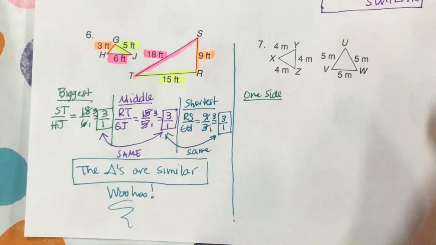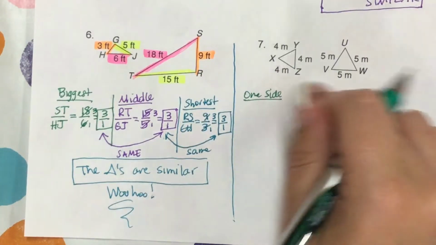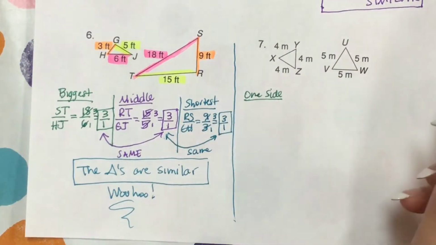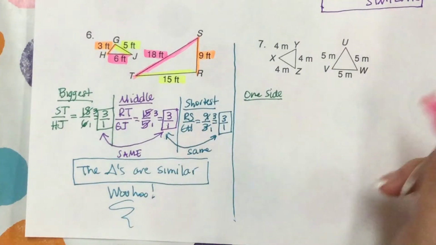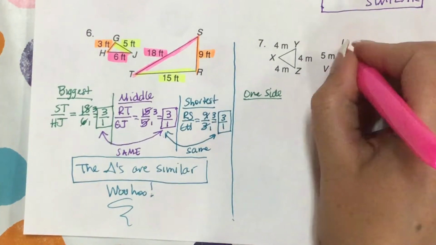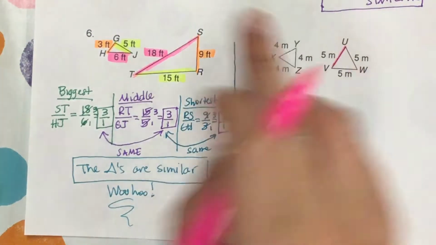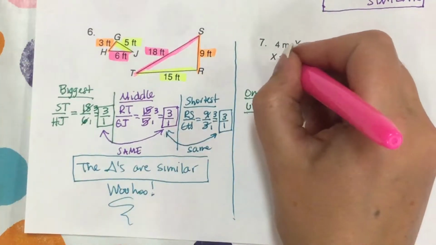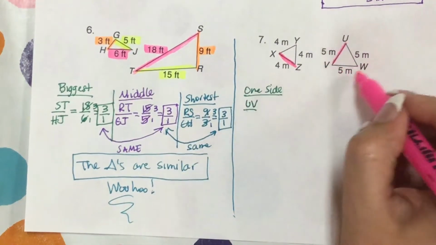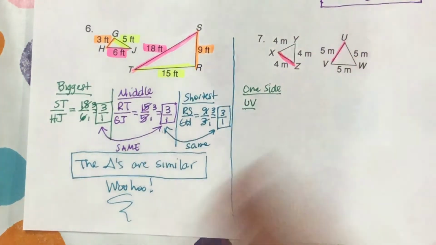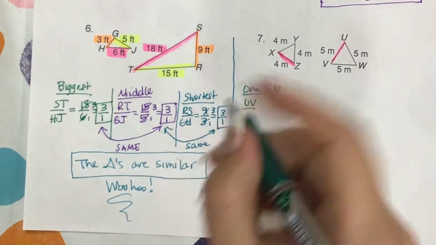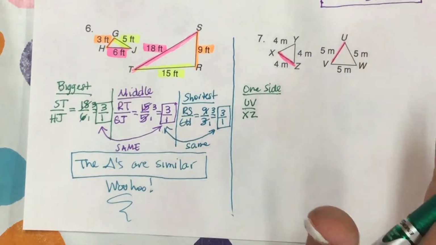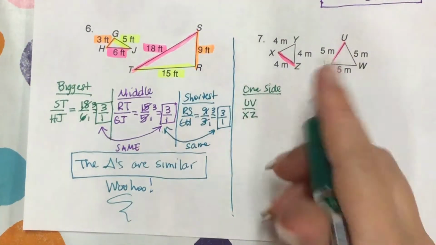They look like they are the same shape. They're just different sizes. This is all 5 and this is all 4s. So let's just start here with UV. I'm going to say this is the biggest triangle, so the biggest triangle is going to be on top. So it's going to be UV over, and I'm going to say this corresponds with XZ. Because there is no biggest or smallest, they're all literally the same, it doesn't really matter which one you put. If you have something different, that's okay at this point.